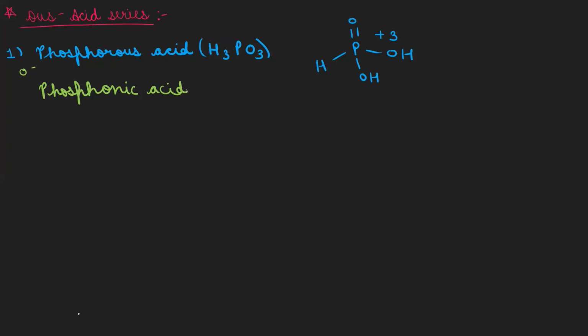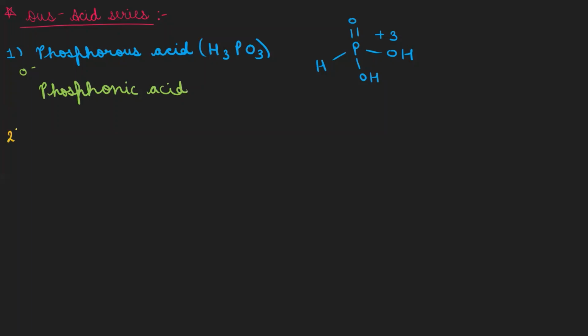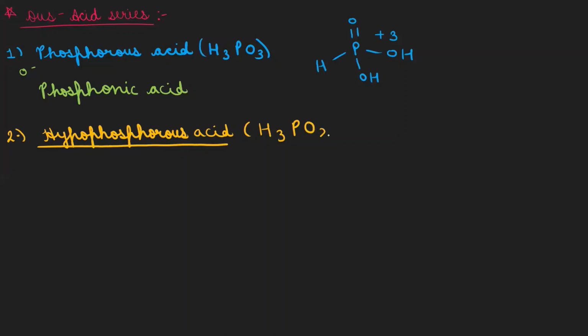Okay. Now let us discuss the second member of this series of oxoacids, and that is the hypophosphorus acid. And what will be its formula? When we remove one oxygen from phosphorus acid, its formula is H3PO2, and the structure is P double bond O, OH, H and H. Okay, this is the structure of the hypophosphorus acid, where the oxidation state of phosphorus is +1.